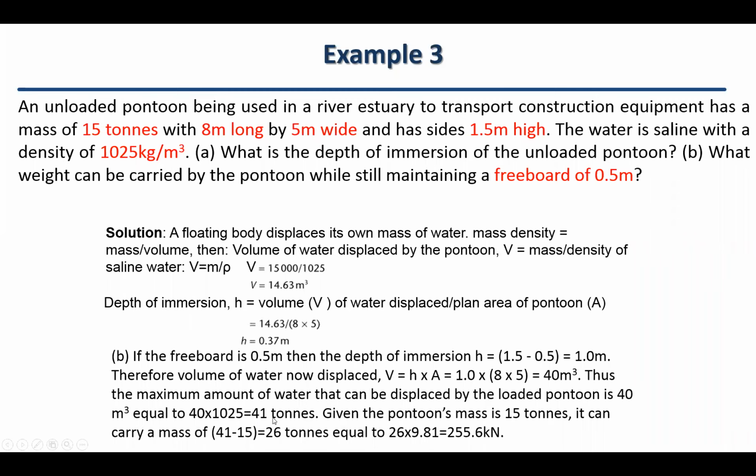Now, for the difference, we take away the mass of the pontoon, which is 15 tons. 15 tons taken away from 41, the answer is 26 tons. So this 26 tons is the additional weight that this pontoon can carry. And if you want to calculate this in newtons, you need to multiply by the gravitational acceleration, 9.81. So the answer is 255.6 kilonewtons.